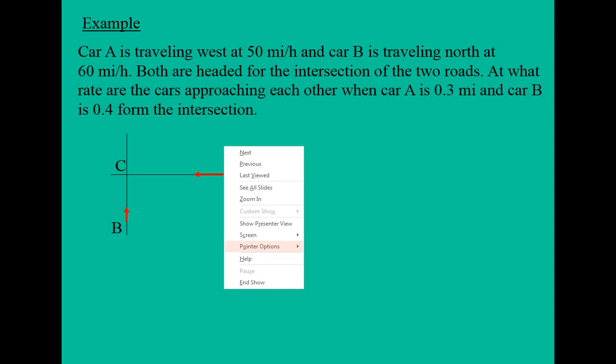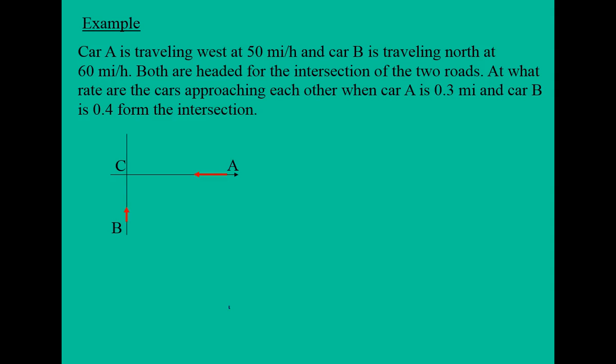So let's list our given information. We know car A is traveling at 50 miles per hour. So I'm going to say dA/dt equals 50 miles per hour. Now, since we are taking the derivative of some position function, we're getting the velocity. So what does that A represent? A should be some position, because if we take the derivative of a position function, we get velocity.